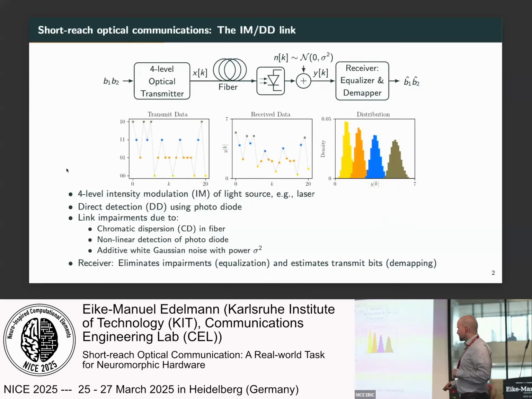And that's why we need to implement receivers that first eliminate impairments. That's called equalization. And then estimate the transmit bits. That's called demapping. And the link impairments we have in the IM/DD channel are first chromatic dispersion in the optical fiber. So you send your short pulse, and then in the fiber it broadens over distance. And then, of course, if it broadens, the neighboring symbols are affected too. We have the nonlinear detection of the photodiode, which equals squaring. So that's the nonlinear operation. And as always, we have some additive white Gaussian noise. That's the standard disturbance we have in communication engineering, which is due to amplifier noise.